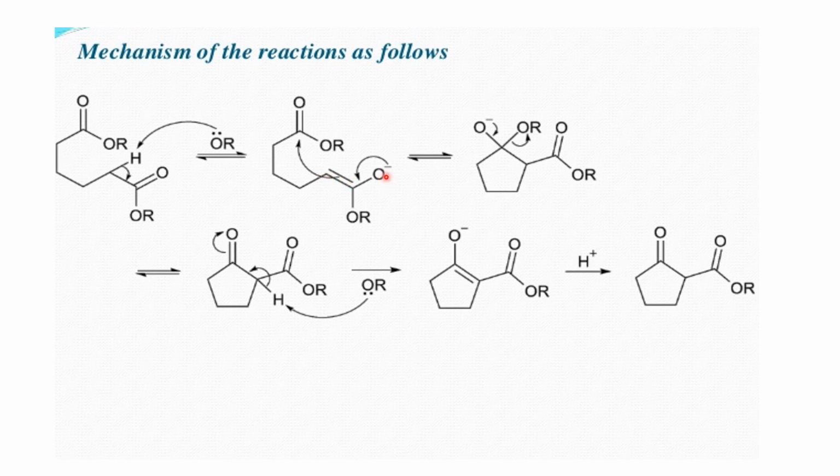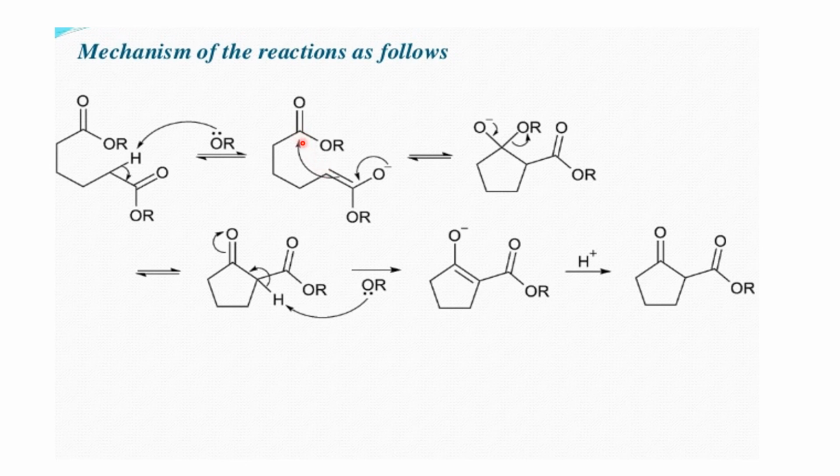Double bond O minus, enolate ion is forming. So this is a carbanion. So this negative charge will be shifting towards here. As a result, this double bond shifts to this carbon atom. This is the alpha carbon atom, which is having a negative charge. This negative charge is attached to the carbonyl carbon atom of the second ester group. This is the carbonyl carbon atom of the second ester group.